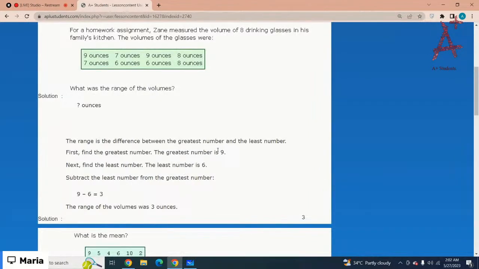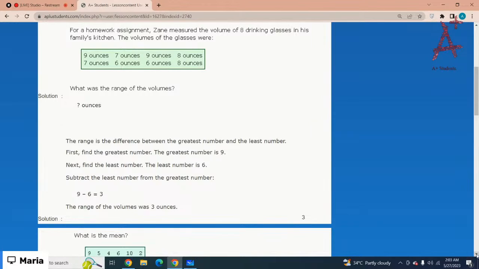Got it? So first find the greatest number. In the given data, the greatest number is 9. Next, find the least number. In the given data, the least number is 6. So how do you find the range? You have to subtract, that is the difference between the greatest number and the least number. So you have to do 9 take away 6, which equals 3. So the correct option is 3. That means the range of the volume of the given data is 3 ounces. Got it?